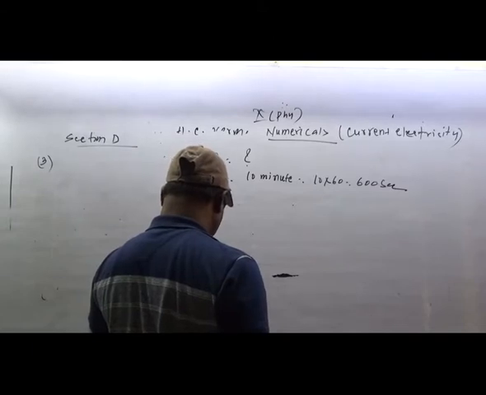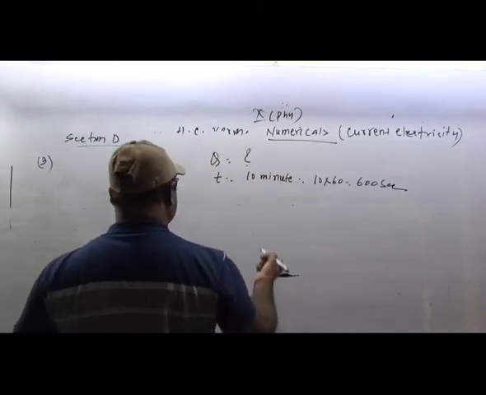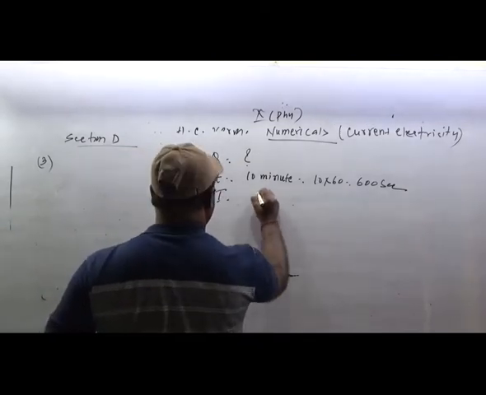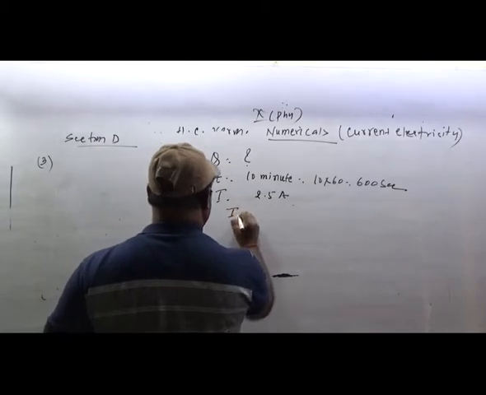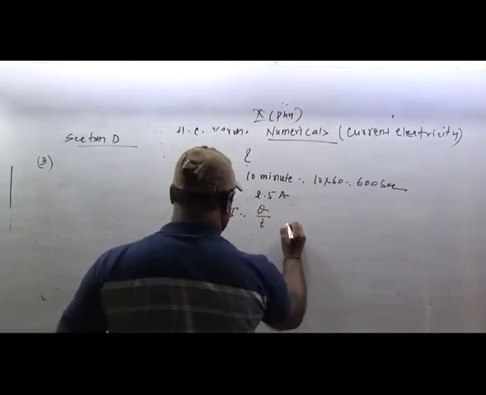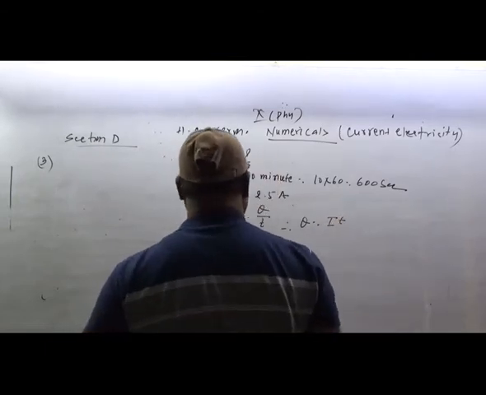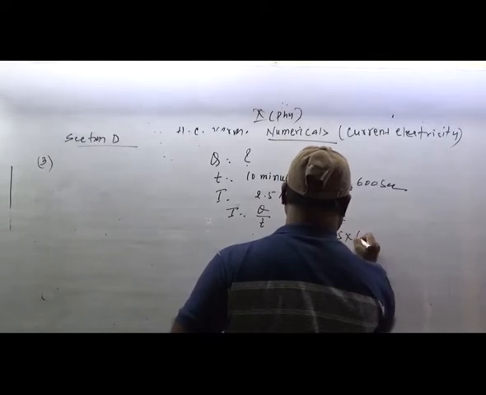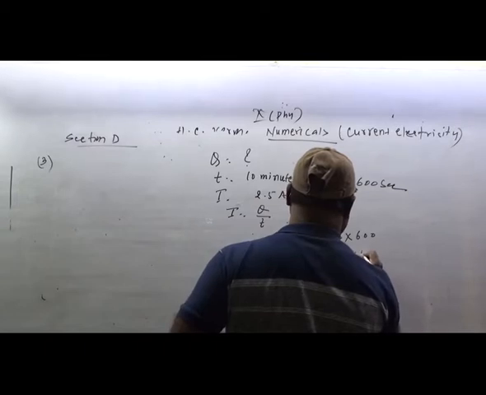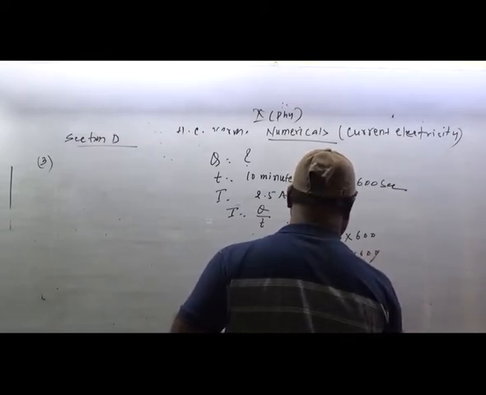If the current through it is 2.5, simple. I is equal to 2.5 ampere. So the formula is what? I is equal to Q by T. Therefore Q is equal to I into T. So it is 2.5 into 600, which is 25 by 10, 25 into 6.